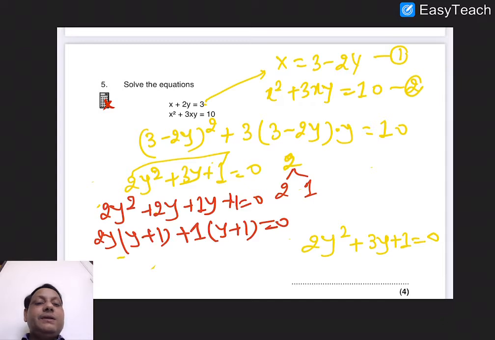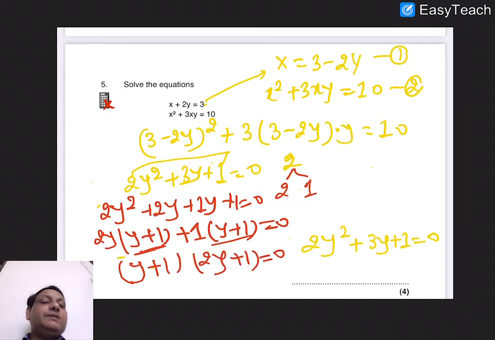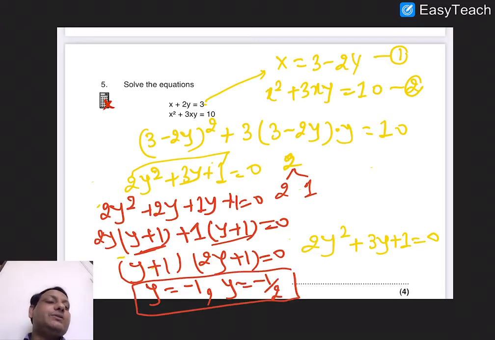So 2y is common in both. We are taking y plus 1 common, and here is 2y plus 1 is equal to 0. So you are going to get y is equal to minus 1 and y is equal to minus half. So these are the two values of y you got. Once you get the two values of y, we have to get the value of x. The value of x you can get from here by putting in the value.